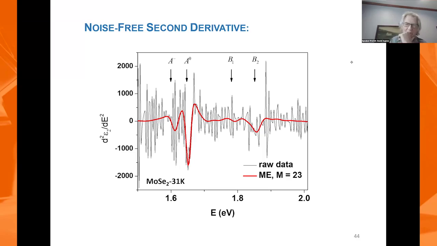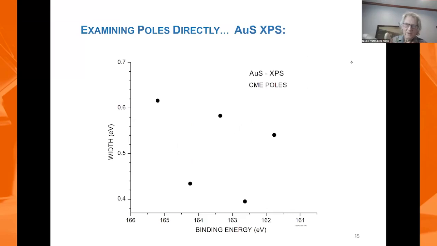Okay. If you go play the same game with the gold data that I showed you here, then in this particular case, you get 5 poles. 2 of those that matter are down at the bottom here. One is near 164 eV and the other 163. This on the left-hand side is your J1 half. On the right-hand side is your J3 halves. And you got 3 other poles to deal with.